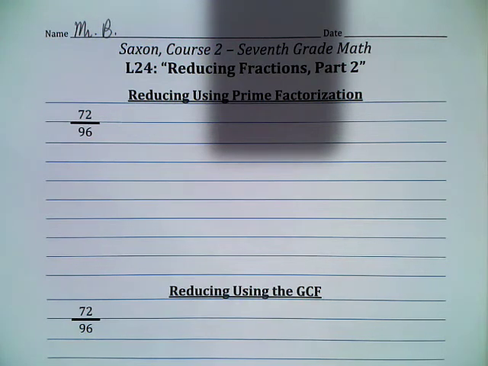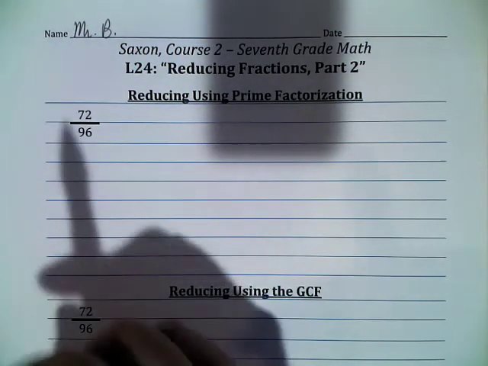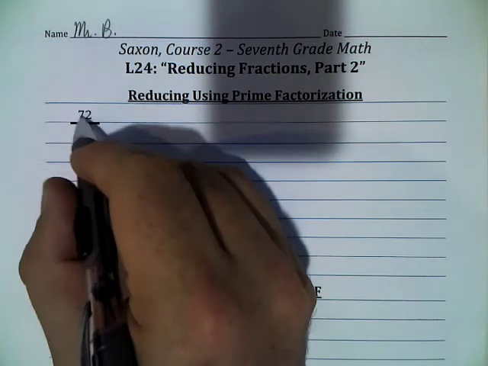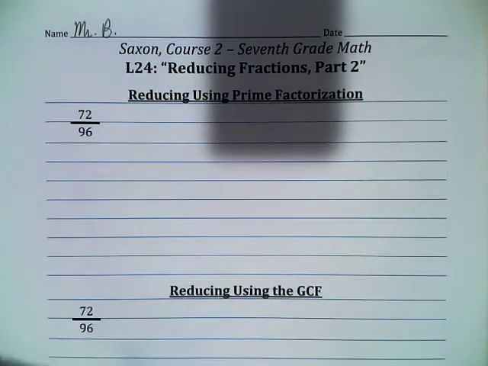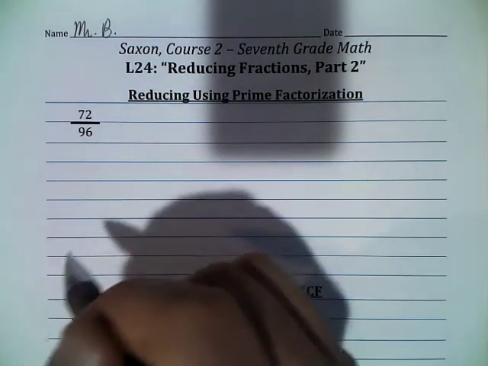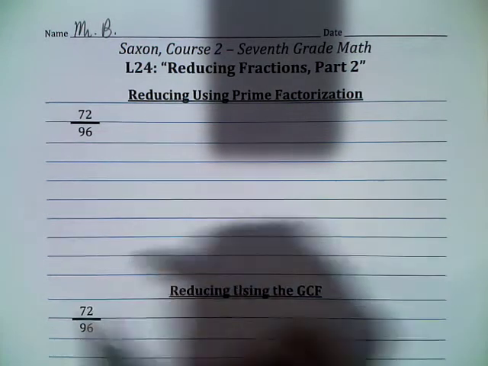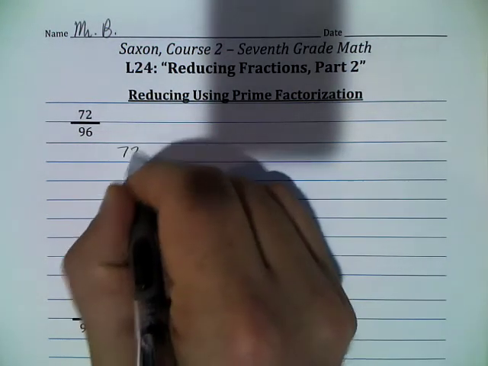Our first method for reducing a fraction is going to be by using prime factorization. So if I have 72 over 96, and really these should be full-size numbers filling the whole space, but I did the best I could on the computer. You'll have to forgive me a little bit. But 72 over 96. So what I'm going to do is prime factorize each of these, and I'm going to start with 72.